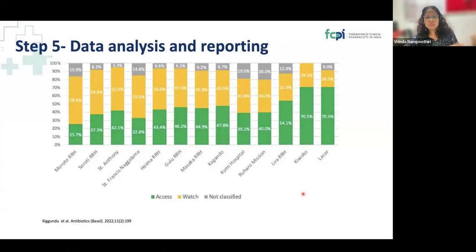So here again, they have used the same stacked bar graph where the authors have tried to compare access and watch antibiotics in different hospitals. So this is very easy to interpret also. So you can just look at the graph, and the green represents the access antibiotics. So you can see in one hospital, it is only 25%. In some other hospitals, it is 47%. So it's very easy for you to compare the results between different centers. You can also do it for different countries.